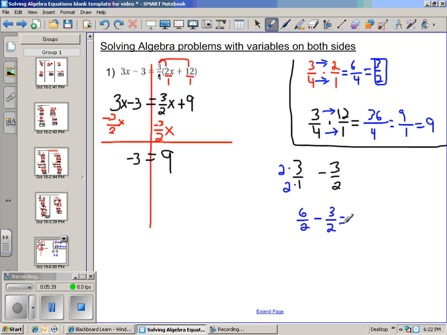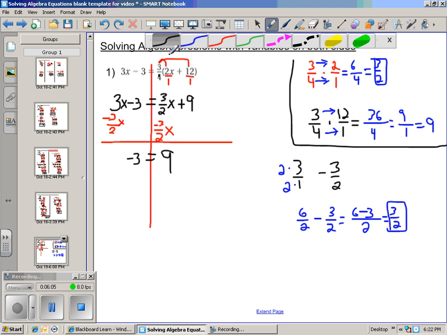Here's one way to think of this. Once you have a common denominator, you can rewrite that as take the numerators and subtract them and keep the same denominator. So then this turns into 6 minus 3 is 3, and that's over 2. Since the fraction 3/2 does not reduce any further, let's just leave it as the fraction 3/2. Now remember, there is an x attached to this. So we have 3/2 x left over.